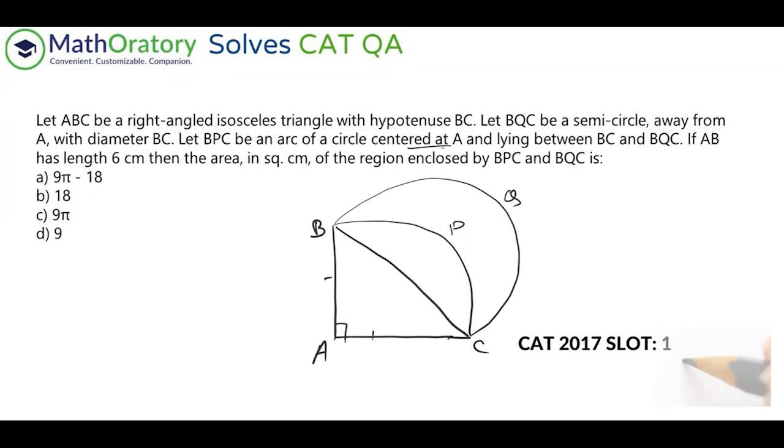So if AB has length 6 centimeters, now we know this is 6, and this is 6, so the hypotenuse is 6√2. We are looking for the area of the region enclosed between BPC and BQC. So this area, right? Now, how to figure out this area?